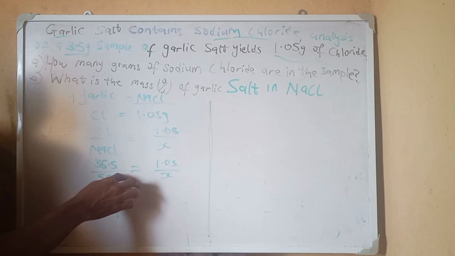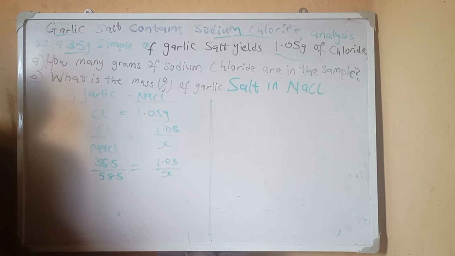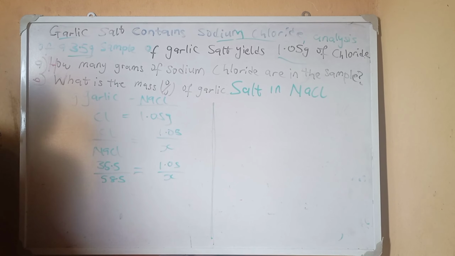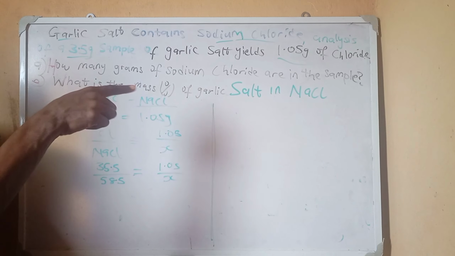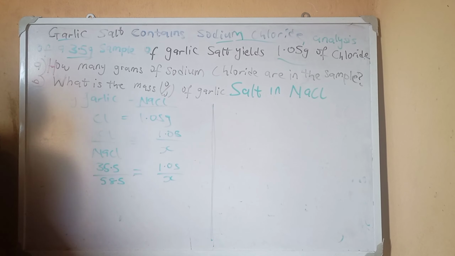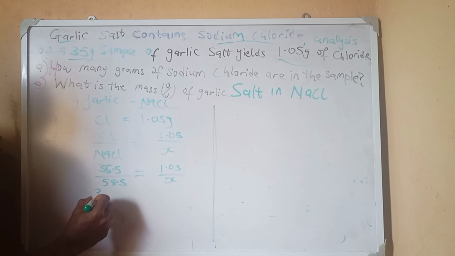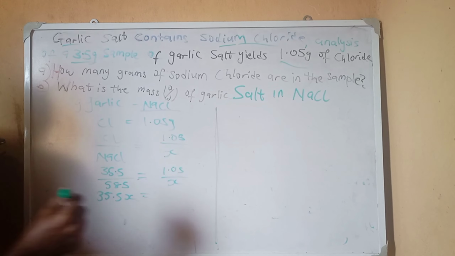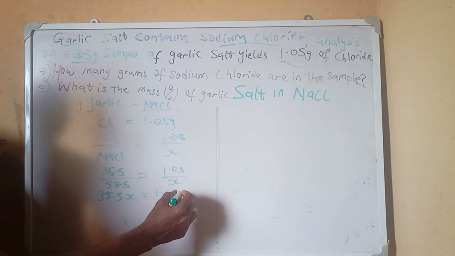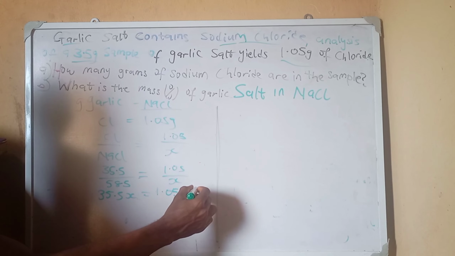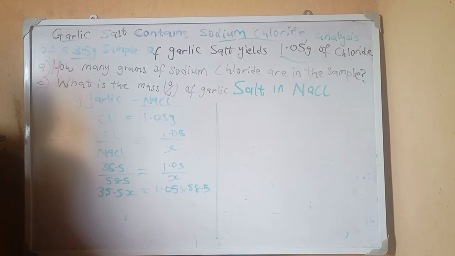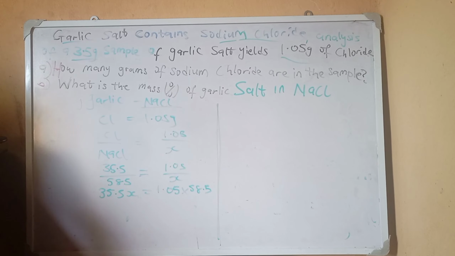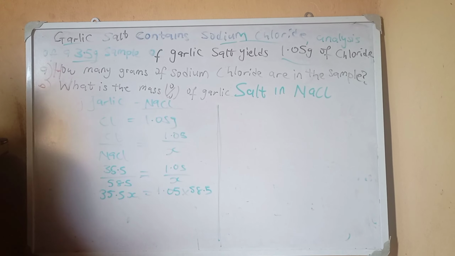Let's use equals to here, because we are going to perform a mathematical operation, and if this is equal to this, then we'll have to solve for x, which is the amount of sodium chloride that will yield 1.05 gram of chloride. So all we do here is to cross multiply, and we'll have 35.5x is equal to 1.05, let me put it so that some people will not be confused, times 58.5. And 1.05 times 58.5 will give us 61.425.